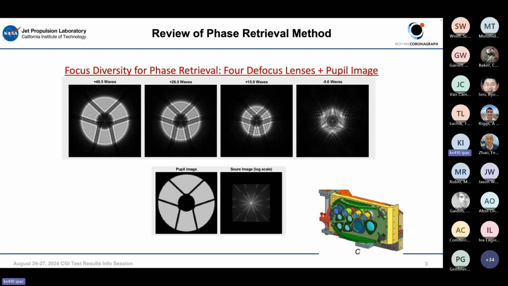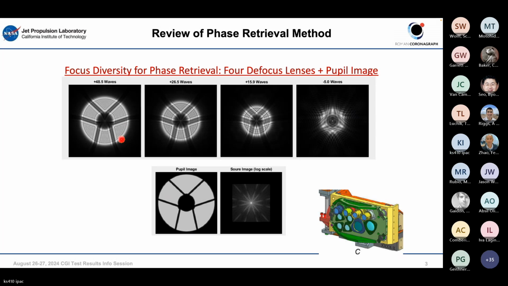So for phase retrieval, the concept is to take intensity images that have some focus diversity, or some kind of diversity, and then numerically find the wavefront that creates these various intensity images. So we have CGI, we have the pupil image and the source image, of course. And we also built in 4 defocus lenses that create defocus images of varying amounts of defocus.